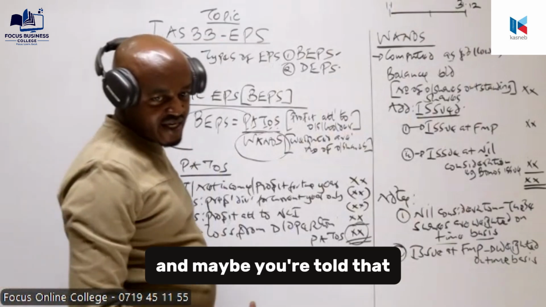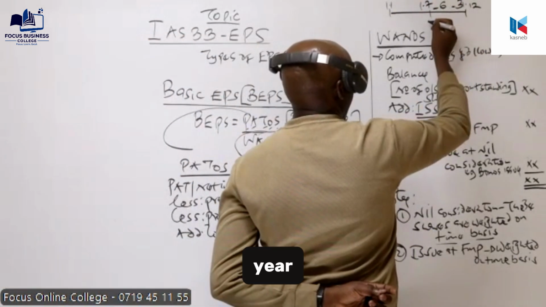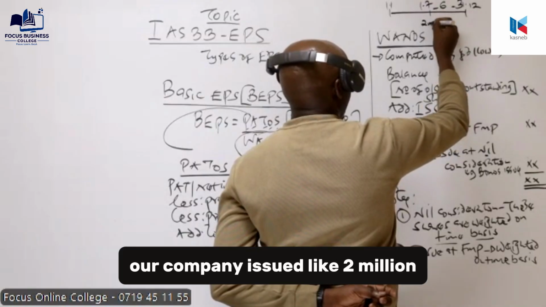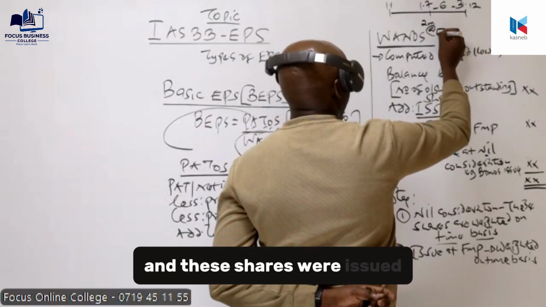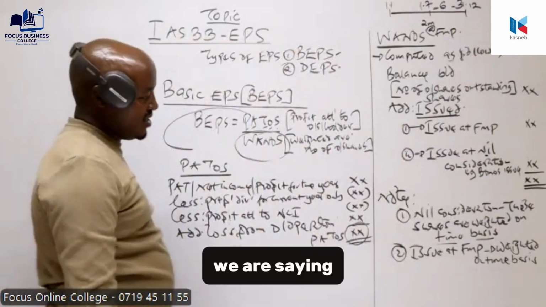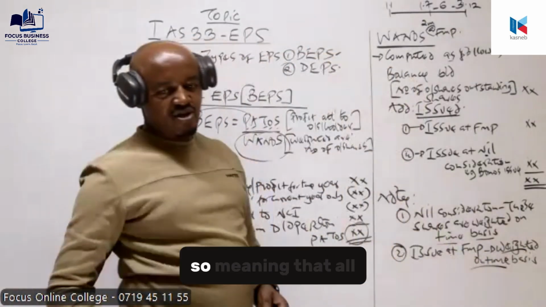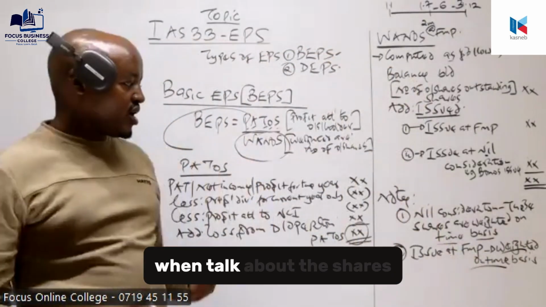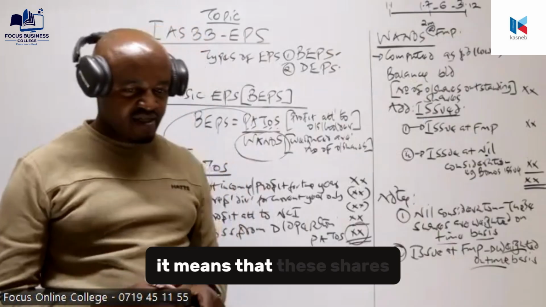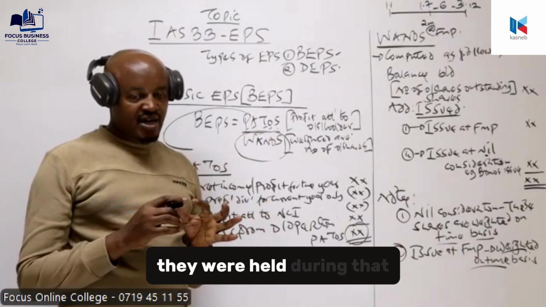And maybe you're told that on 1st July, which is basically 6 months to the end of the year, our company issued 2 million ordinary shares, and these shares were issued at full market price. Shares issued at full market price must be weighted on a time basis. So when we talk about the shares being weighted on a time basis, it means these shares should be multiplied by the proportion of time they were held during that year.